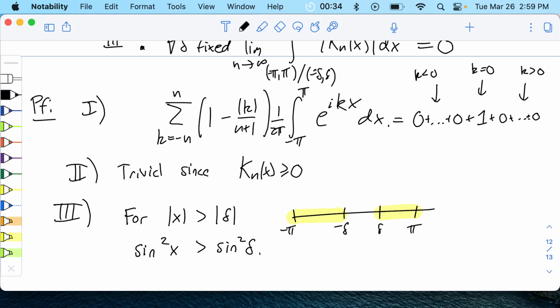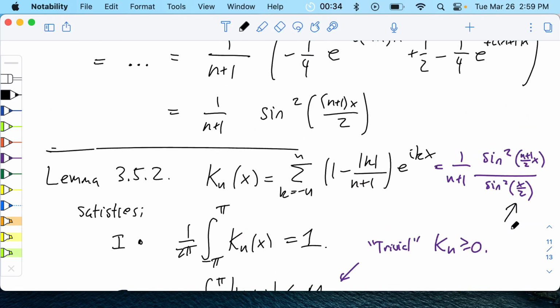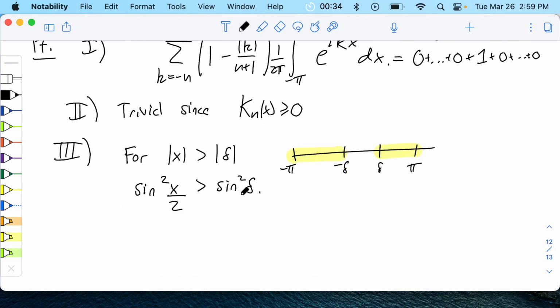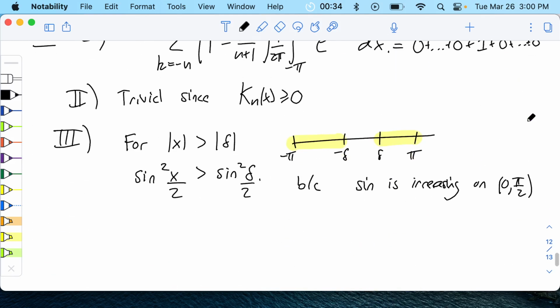Okay. Remember, it's not sine of x, it's sine of x divided by 2. Okay, and you could say because sine is increasing on 0 to pi by 2. Okay, that's great. So that's good, we did it right. So if the sine squared is bigger, then when you do this denominator, you're dividing by a big number that's bigger than the sine squared of delta over 2.